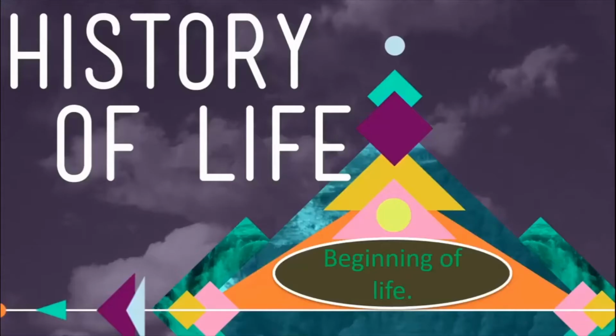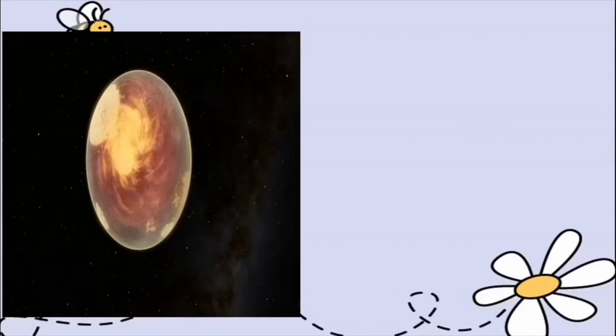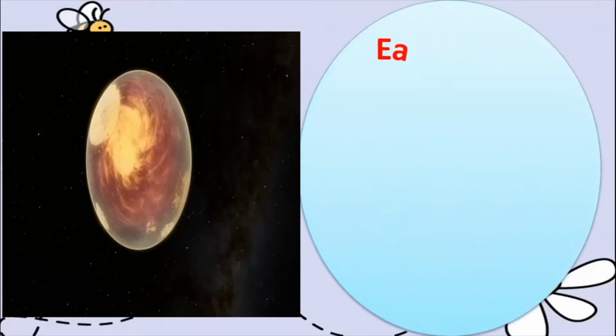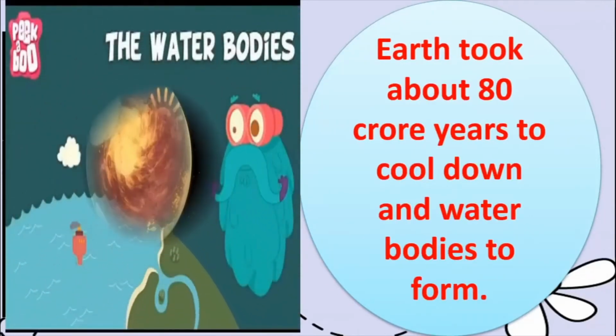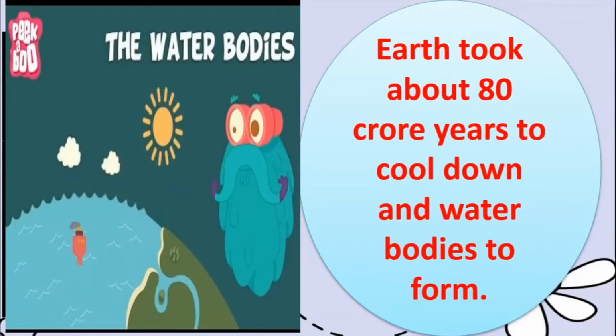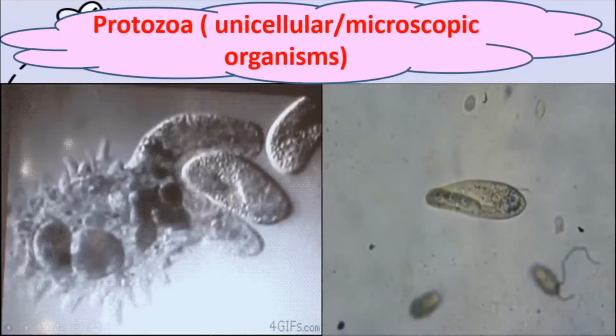Alright, so let us start with how life began on the earth, or the history of life on the earth. So this is the earth. Okay, it was like this. First it was very red hot, and then it started cooling down slowly. You can see the color changing, and then you will see that the earth took about 80 crore years to cool down and the water bodies to form. So the water bodies started forming on the earth, and then life started appearing in these water bodies.